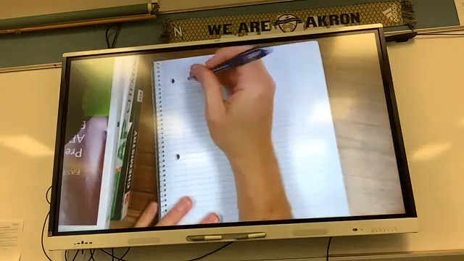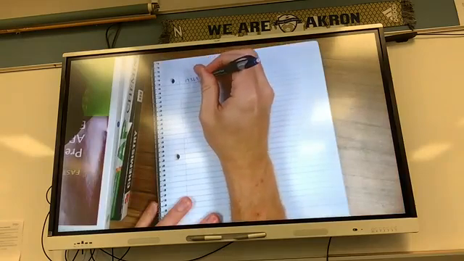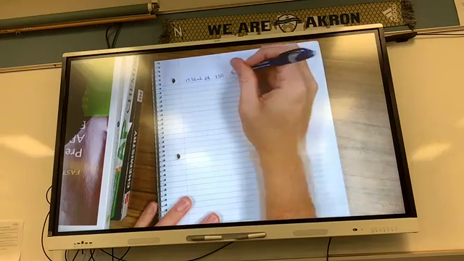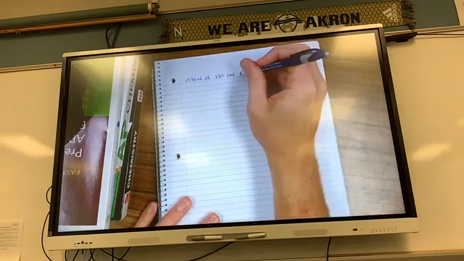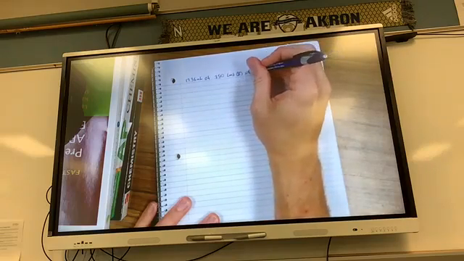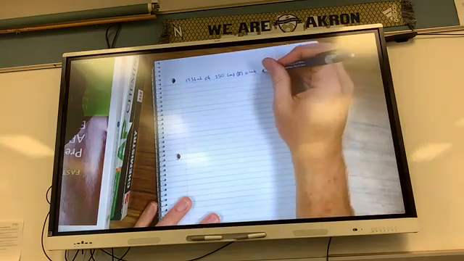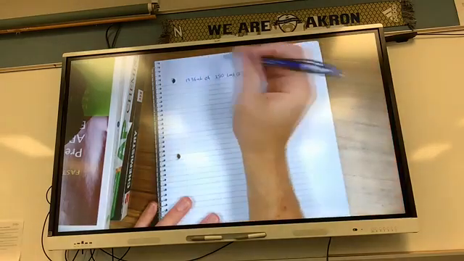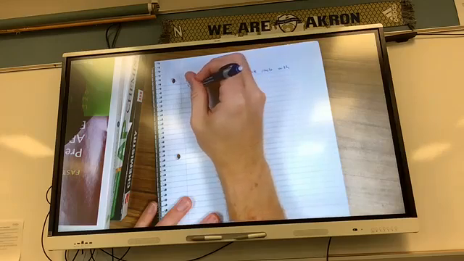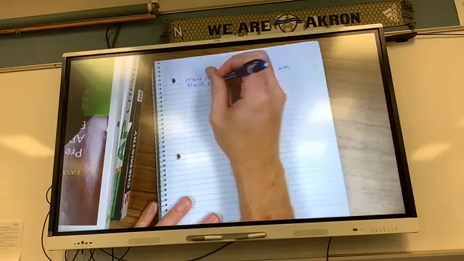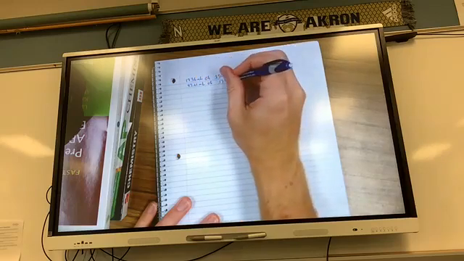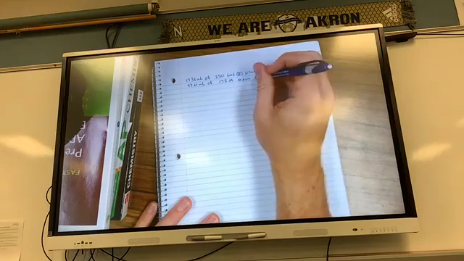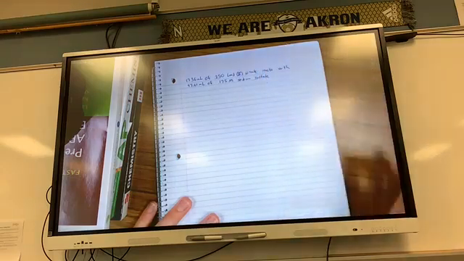Okay, so first, let me just write out some stuff for you. So let's start out with the following. 17.36 milliliters of 0.250 lead nitrate reacts with 47.61 milliliters of 0.175 molar sodium sulfate.